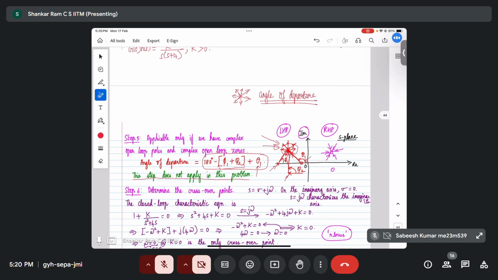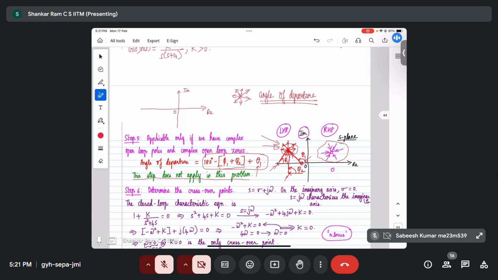Similarly, we calculate the angle of arrival. Yes, please. Sir, what is theta 1? Can you repeat, please, if possible? Theta 1, see, I'm just considering a generic example, Roshan, without loss of generality. I have arbitrarily chosen an open loop zero.